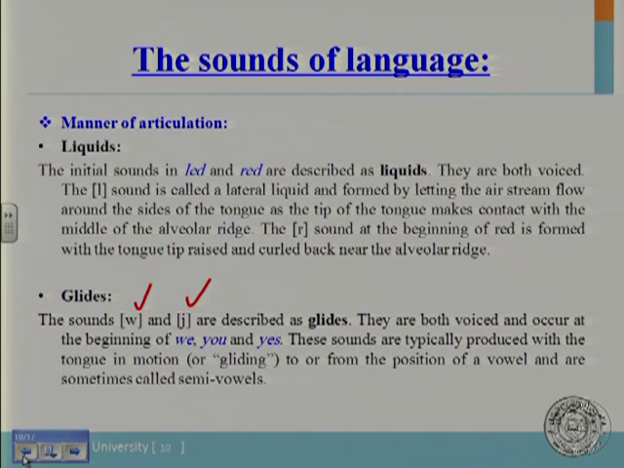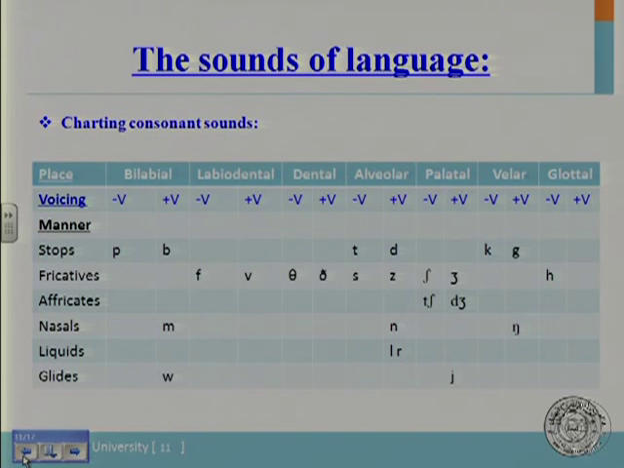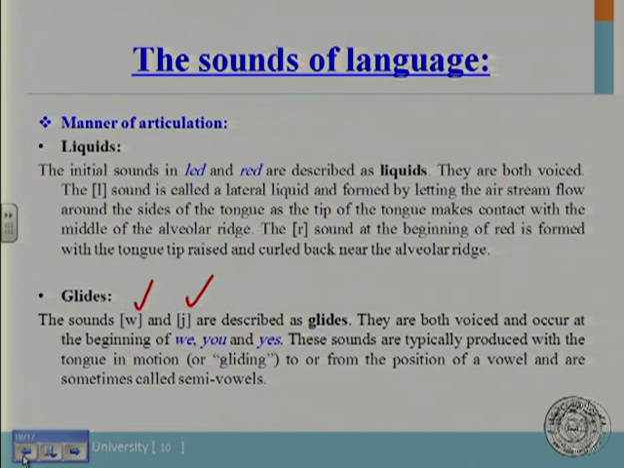These sounds are typically produced with the tongue in motion, or what we call gliding, to or from the position of a vowel, and are sometimes called semi-vowels because they are very similar to vowels. We will come to the vowels later. Now we have here two sounds, w, and y.